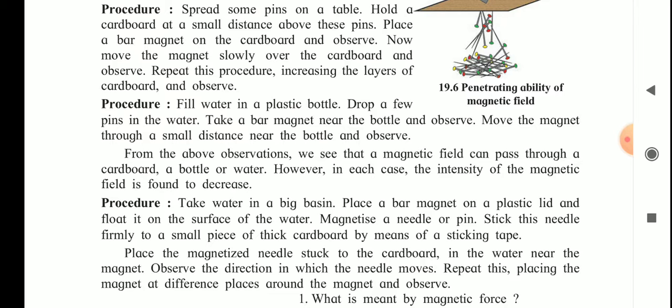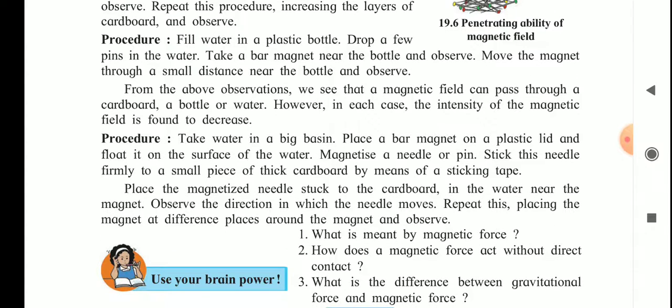Now take water in a big basin, place a bar magnet on a plastic lid and float it on the surface of the water. Magnetize a needle or a pin. Stick this needle firmly to a small piece of thick cardboard by means of sticking tape. Place the magnetized needle stuck to the cardboard in the water near the magnet. Observe the direction in which the needle moves. Repeat this, placing the needle at different places around the magnet, and observe.